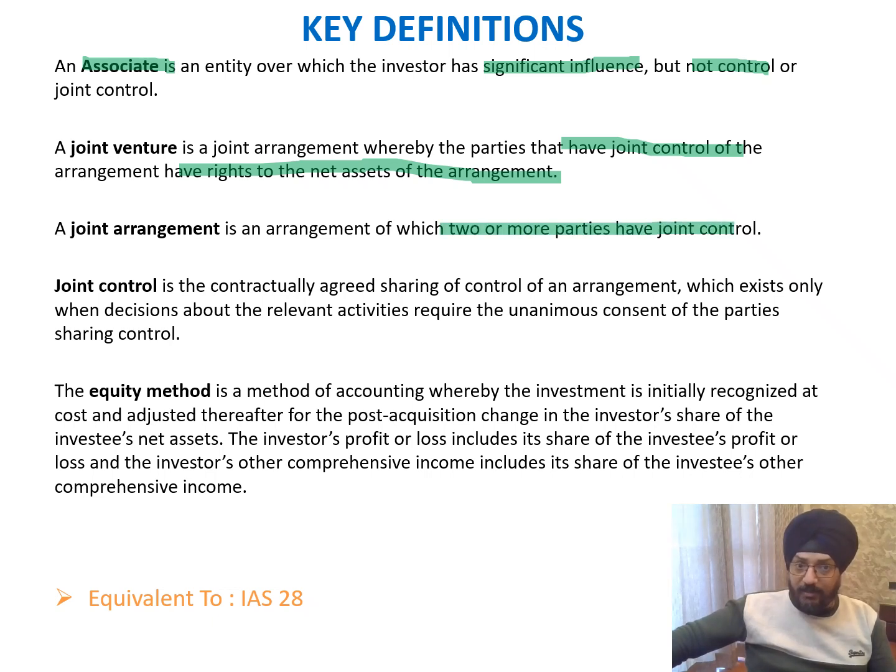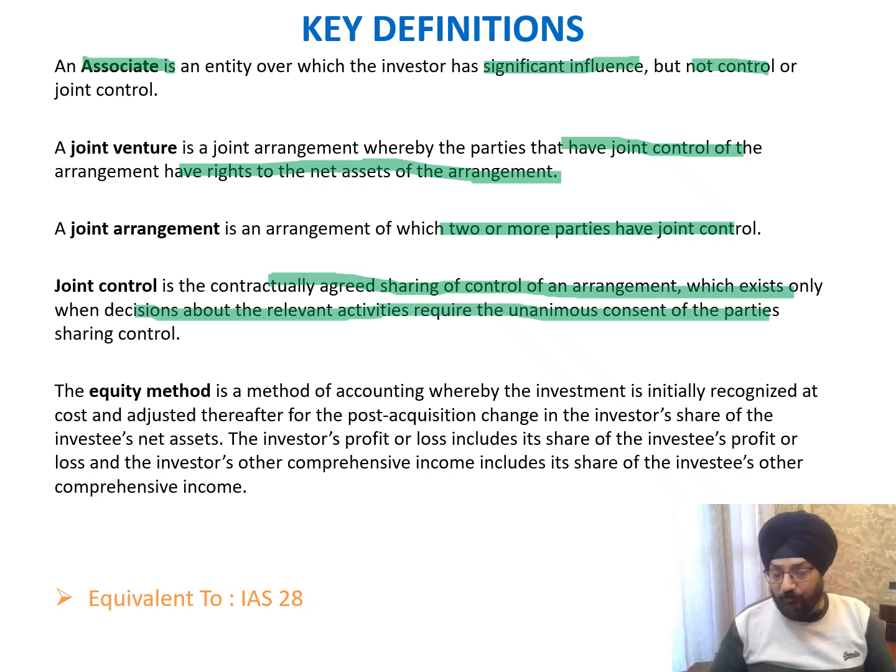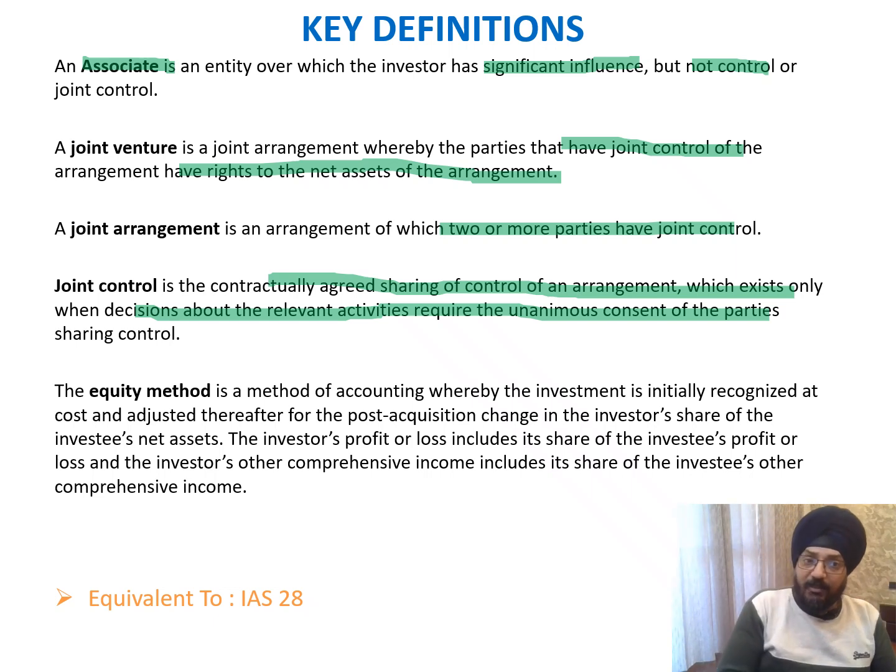Joint control is a contractually agreed sharing of control of an arrangement, which exists only when decisions about the relevant activities require unanimous consent of the parties. Which means whenever we have a joint venture, there is a proper agreement upon which the joint control scenario is built, and it is clearly articulated what is the definition of the joint control. It is to be determined whether the operations have the joint control, and then that has to be classified as a joint venture.